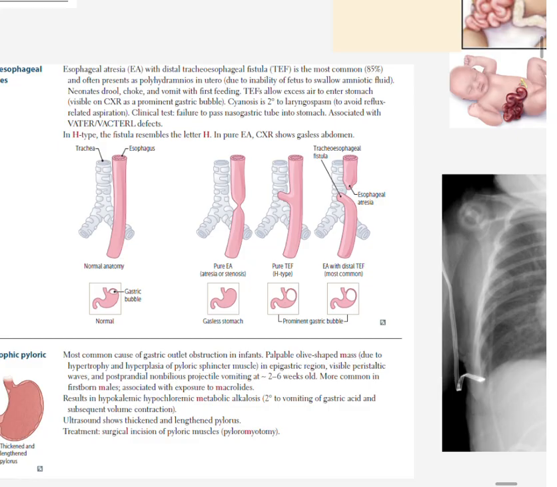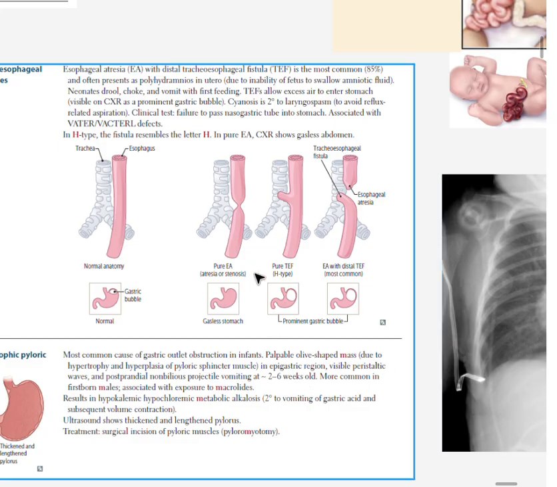Another important variant is the pure esophageal atresia. So this is the pure esophageal atresia.